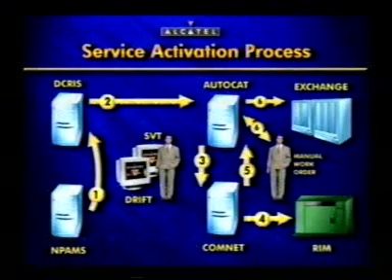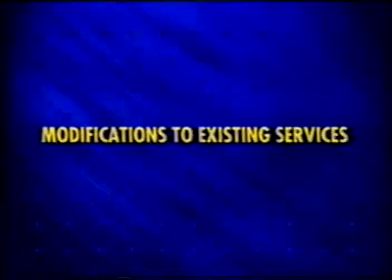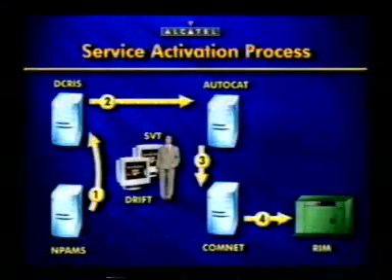Manually, AutoCAT issues a manual workaround to request jumpering if necessary. Once the manual work order jumpering has been completed, AutoCAT informs Decris, and Decris then informs FlexCabs that billing should commence. Providing modifications to existing services with COMNET requires no manual intervention.